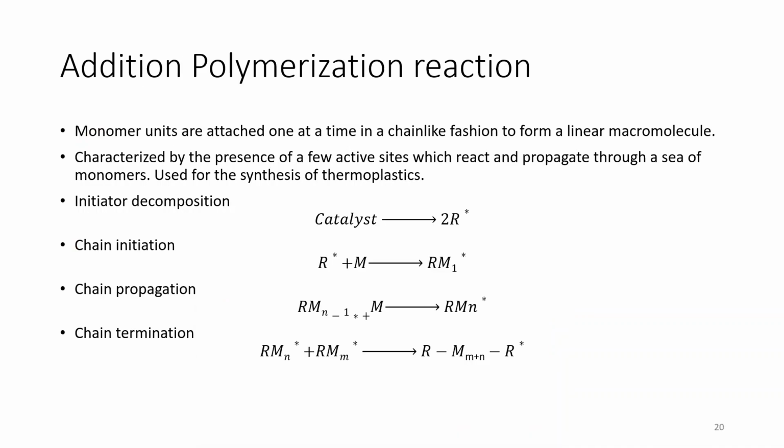Next is addition polymerization reaction. So here monomer units are attached one at a time in a chain-like fashion to form a linear macromolecule characterized by the presence of a few active sites which react and propagate through a sea of monomers. It is used for synthesis of thermoplastics: initiator decomposition, chain initiation, chain propagation, and chain termination.